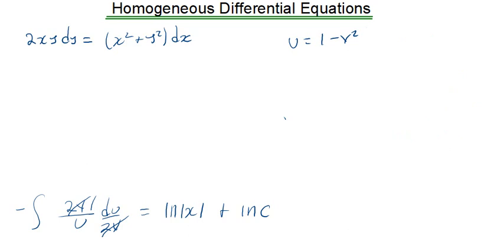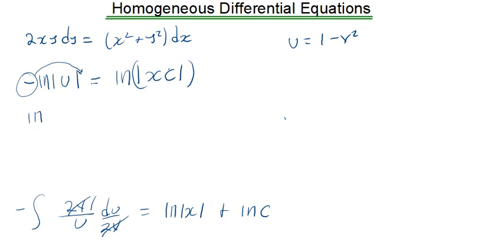So now the integral of the other part, you're going to get minus ln of u, like that, is equal to ln of, we know the rule here, xc, like that. Okay, so we observe, because of properties of logs, we'll have ln of u here. Then we have minus 1 is equal to ln of xc, like that.